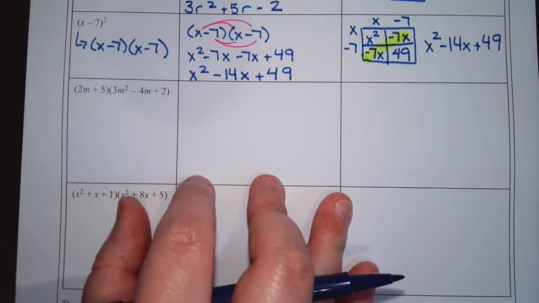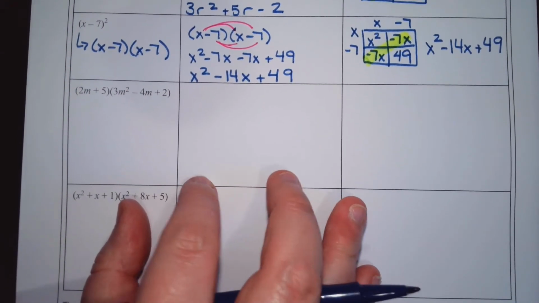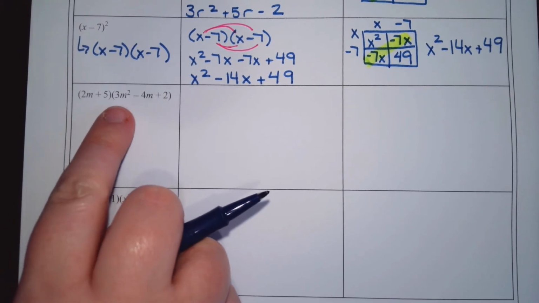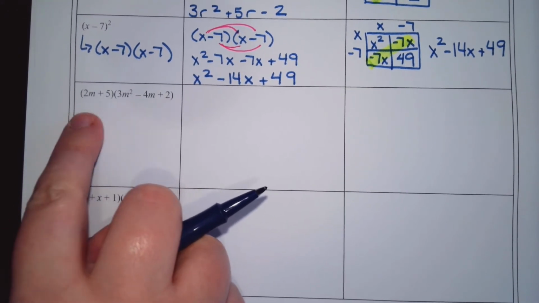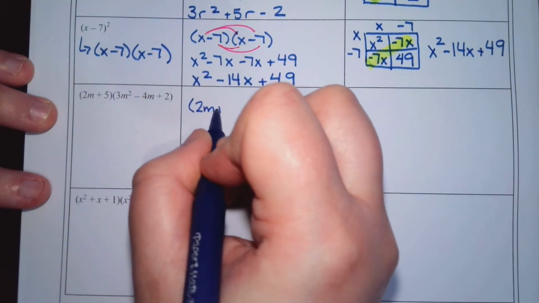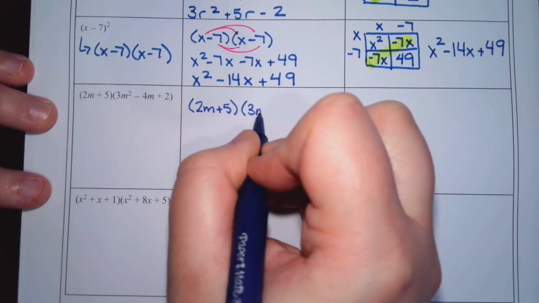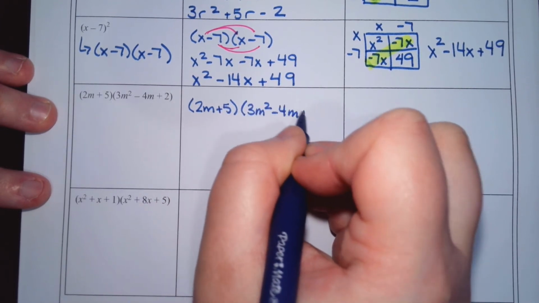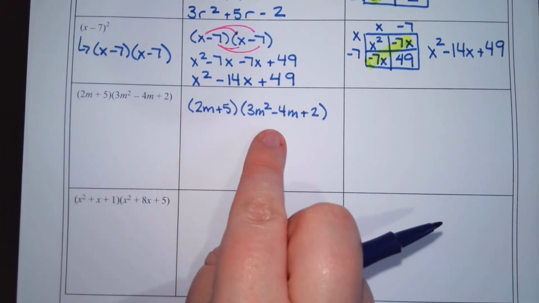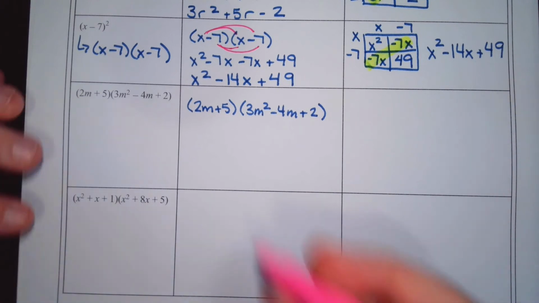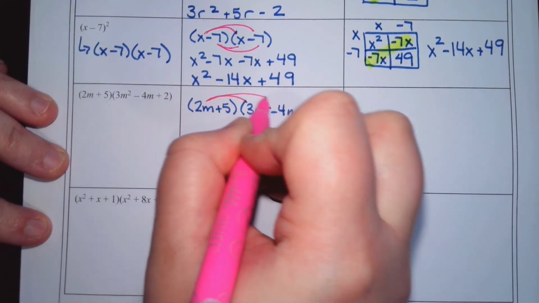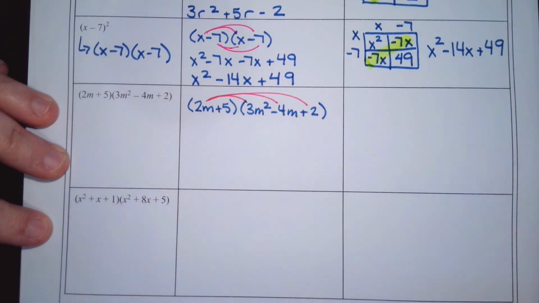And remember, you should only be taking notes on the method you prefer. So this next one, 2m plus 5 times 3m squared minus 4m plus 2. So it's a binomial and a trinomial. Same concept. For distribution, everything from the first goes to everything in the second. So we're going to have more we're multiplying. So 2m is going to go to 3m squared, minus 4m, and 2.